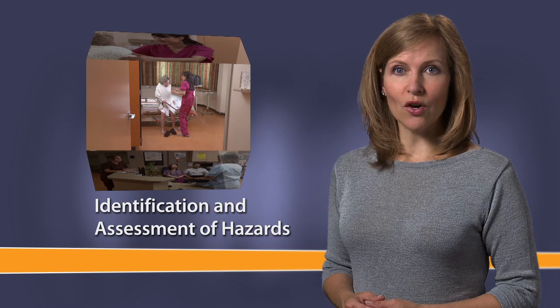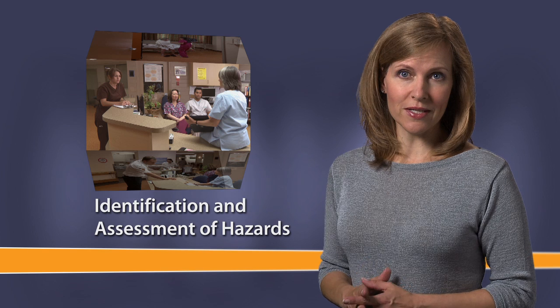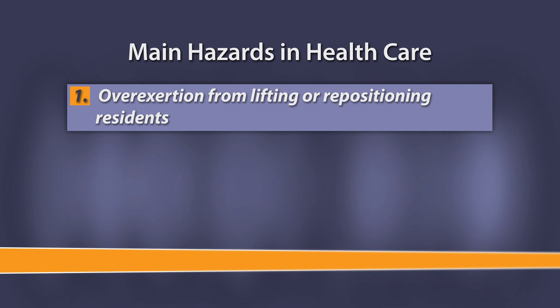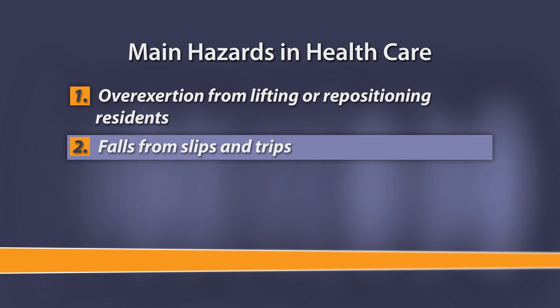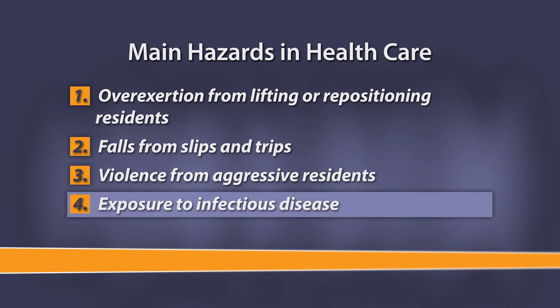Supervisors are responsible for ensuring workers can safely carry out their work. To do this, supervisors need to know where and how their staff can be hurt and put in place changes to remove or reduce these hazards. The main hazards in healthcare include overexertion from lifting or repositioning residents, falls from slips and trips, violence from aggressive residents, and exposure to infectious disease.